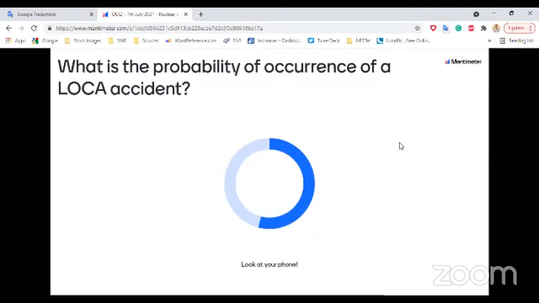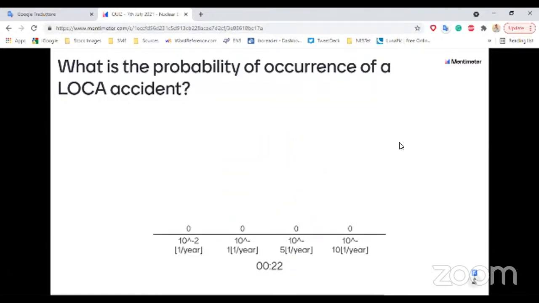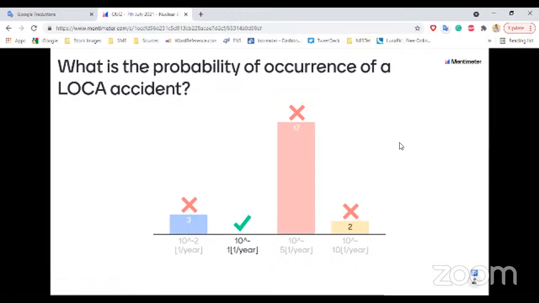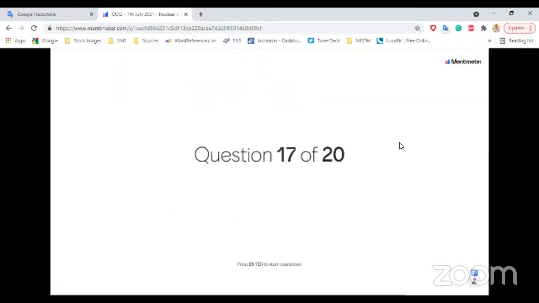Then, what is the probability of occurrence of a LOCA accident? As we saw in the last presentation, one of these is the probability of loss of coolant accident. A few seconds left. Okay, and everyone has voted. And I'm sorry, but the correct one is the second option. So no correct answer this time. Let's move to question number 17.